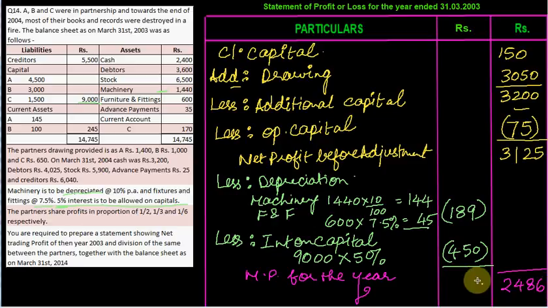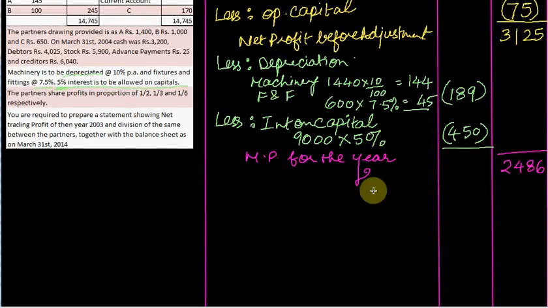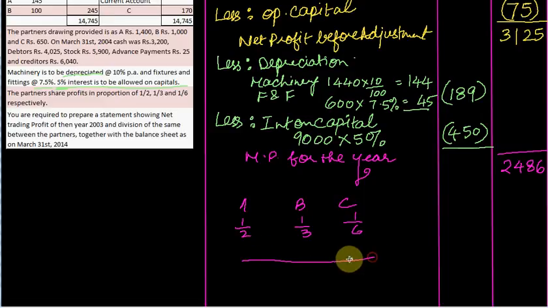Now the question is not over yet. You have been given ratios and you have to distribute that profit among the partners. How will you distribute this 2486? There are 3 partners and the ratio given is 1/2, 1/3 and 1/6. Denominators are different, so take the LCM. LCM comes out to be 6. 2 3s are 6, 3 1s are 3, 3 2s are 6, 2 1s are 2 and 6 1s are 6, 1 1s are 1. So the ratio is 3:2:1, in which this profit has to be divided among the partners.